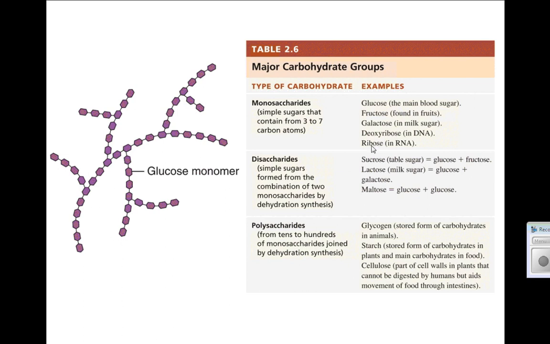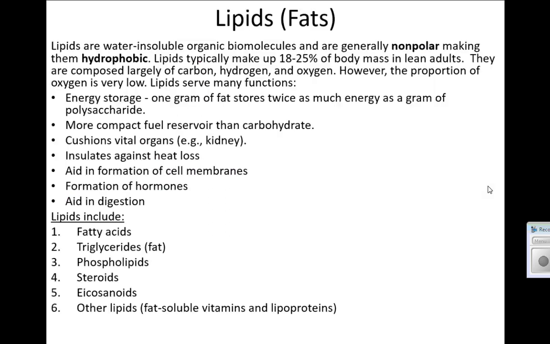Deoxyribose and ribose are monosaccharides important in forming DNA and RNA. We'll talk a little bit about those on Friday. We mentioned sucrose is a table sugar. Lactose, you hear a lot about people being lactose intolerant. That's a disaccharide formed when glucose and galactose are combined. And then maltose, and the polysaccharides we just discussed. Not like you really need to study the table, but it's there if you want to.